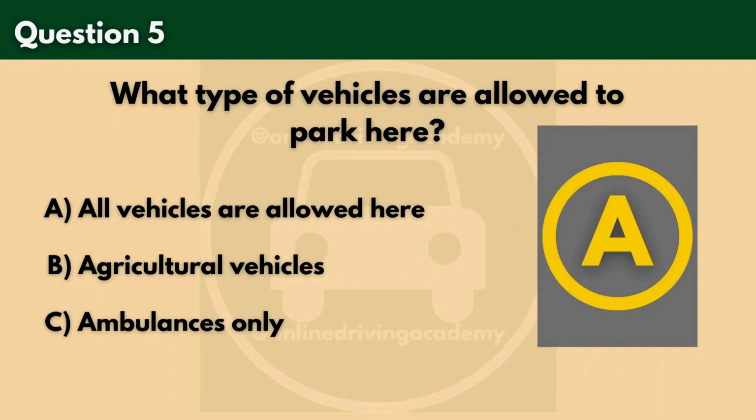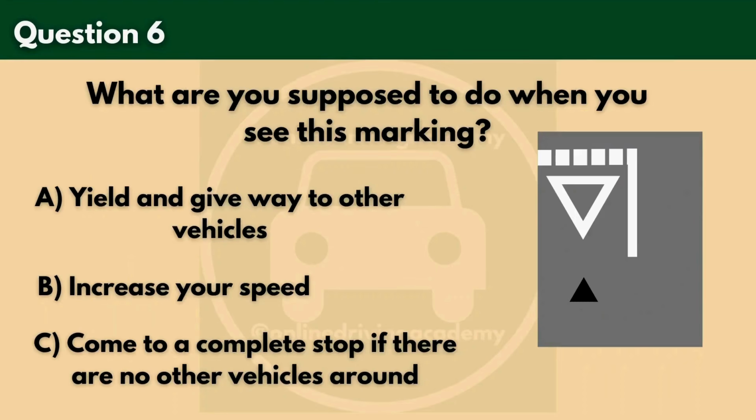Question 5, what type of vehicles are allowed to park here? Now we can see a capital letter A, again within a yellow outline. So is it option A, all vehicles are allowed to park here? B, agricultural vehicles? Or C, ambulances only? So the correct answer will be option C, only ambulances are allowed to park here.